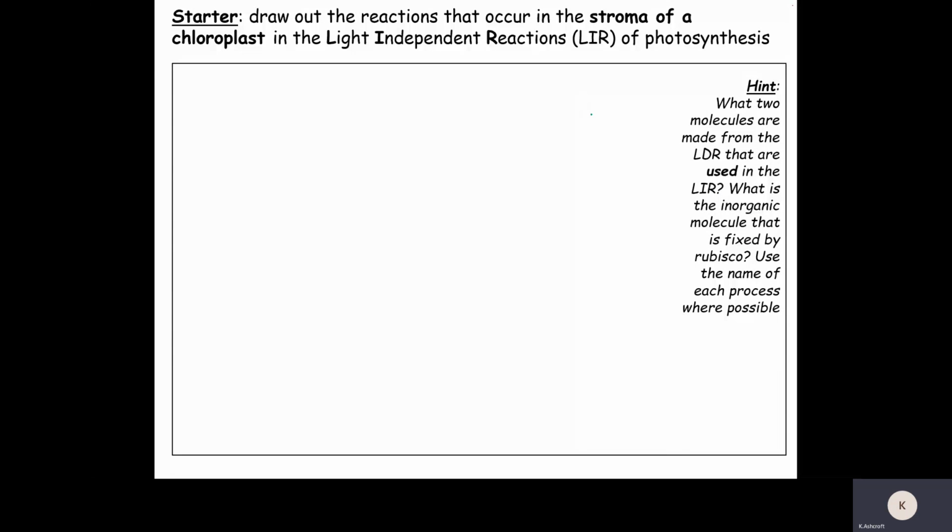Okay, so in this video we're going to talk about photosynthesis, and we're going to have a look at an exam question. So we're going to start with the light independent reactions of photosynthesis. Now this really is the Calvin cycle.